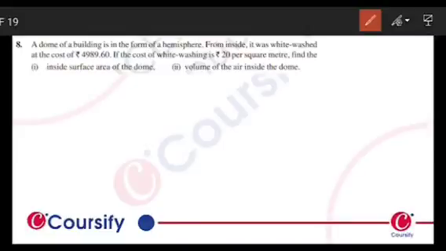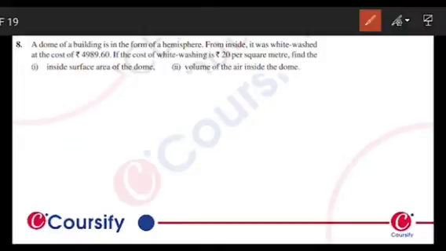Question number 8. A dome of a building is in the form of a hemisphere. From the inside, it was whitewashed at a cost of 4989.60. If the cost of whitewash is 20 rupees per square meter, find the inside surface area of the dome and the volume of the air inside. So in this question, we have been given the cost spent on whitewashing and the rate of whitewashing per square meter.